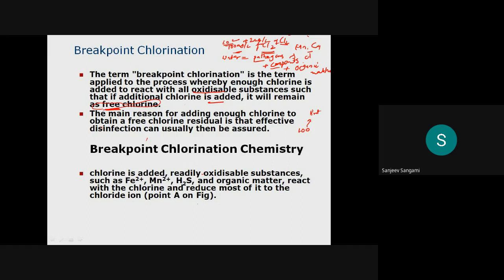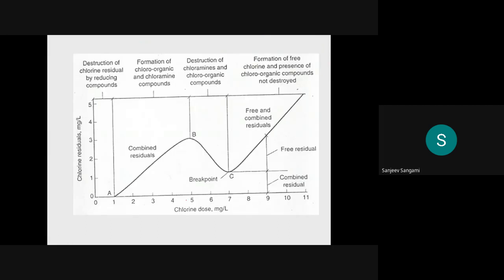So, breakpoint chlorination chemistry: when chlorine is added, readily oxidizable substances such as Fe2 plus, Mn2 plus, H2S, and organic matter react with the chlorine and reduce it to chloride ion at point A in the figure. Okay, this one. See, initially when you add the chlorine, this is the graph, the chlorine dose versus the chlorine residual. See how this graph can be arrived at.